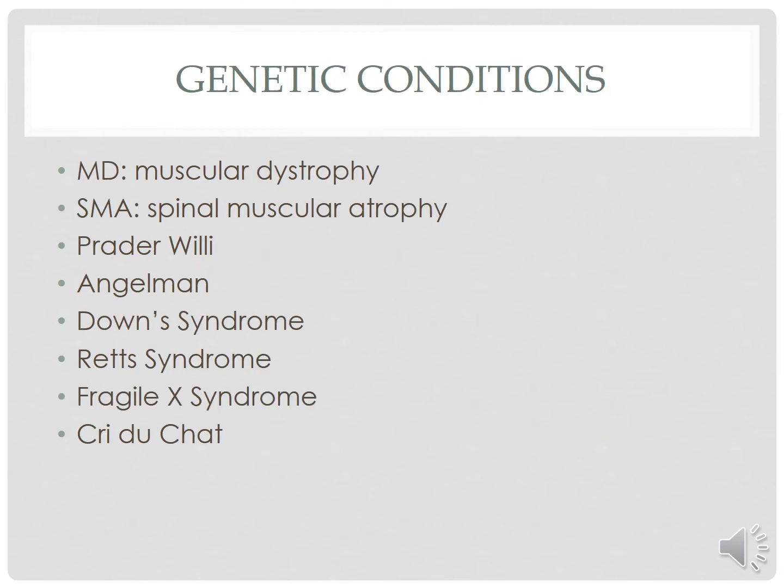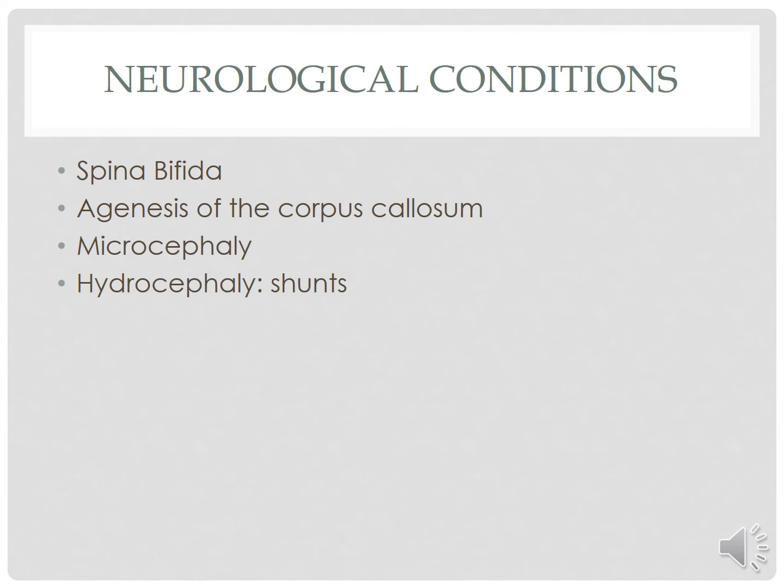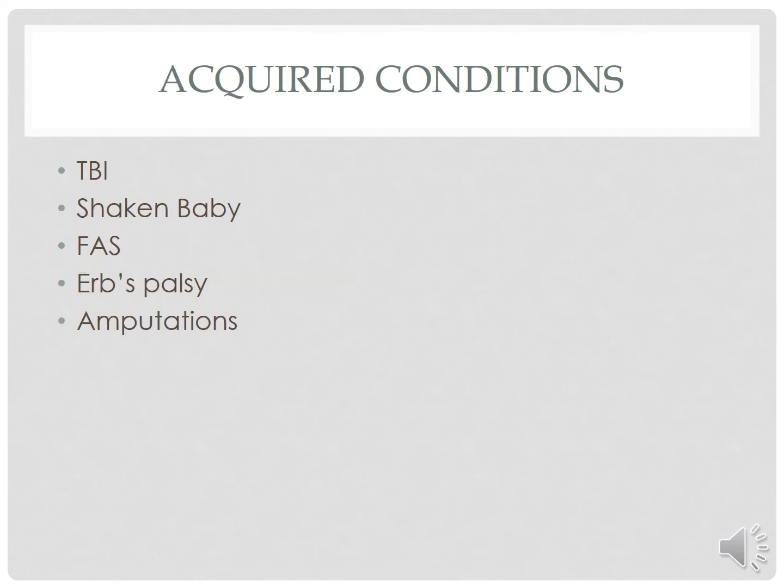Some genetic conditions, muscular dystrophy, SMA again, Prader-Willi, Angelman's, all these, they're in your book. You can look them up, and you are all going to choose for your project, your user guide, you're going to choose one. So you can certainly choose from one of these. Some acquired conditions, which are the saddest ones of all because these are ones that could have been prevented, are traumatic brain injury, shaken baby, fetal alcohol syndrome, Erb's palsy, and traumatic amputations.